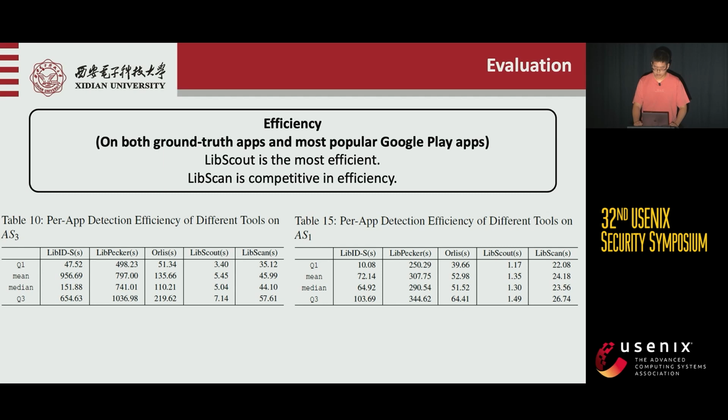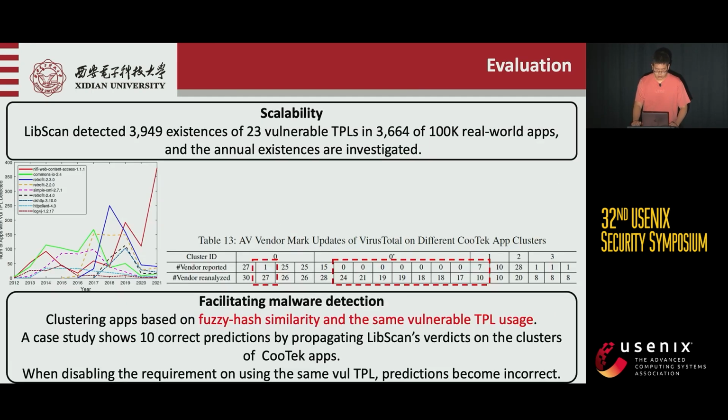We evaluate the efficiency of different tools on both ground truth apps and the most popular Google Play apps. As we can see, LibScan is competitive in efficiency. We investigate the scalability of LibScan on 100,000 apps to detect 205 vulnerable TPL versions. As a result, LibScan detected 3,949 existence of 23 vulnerable TPLs in 3,664 of 100K real-world apps.